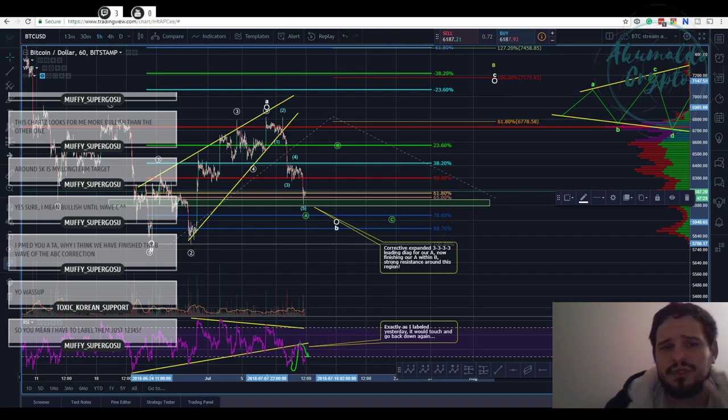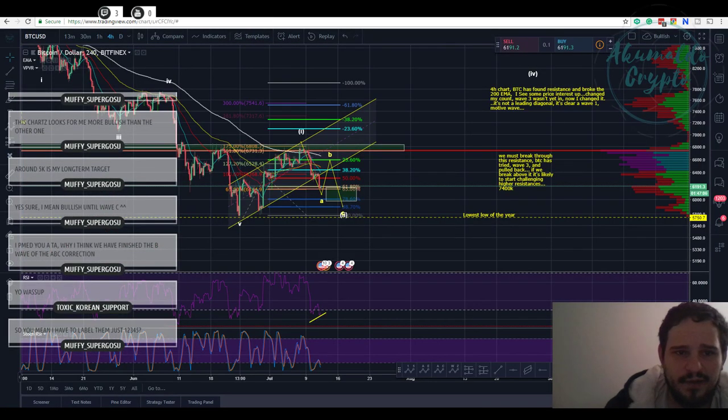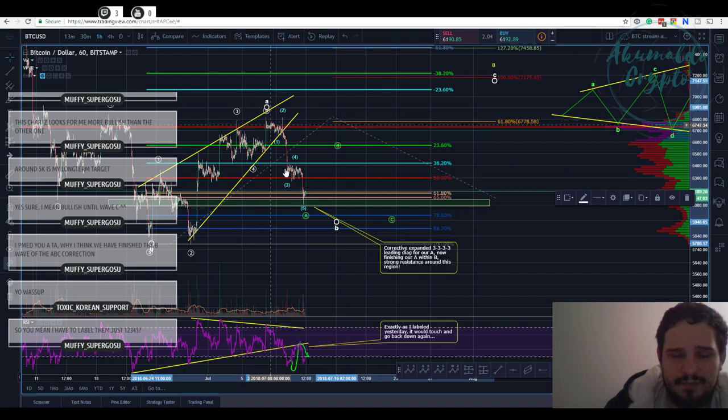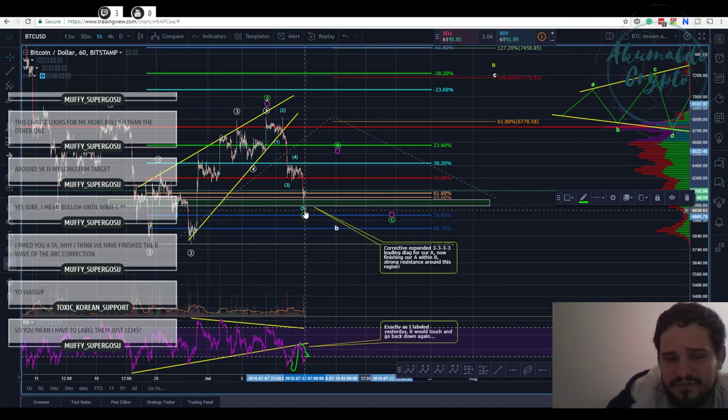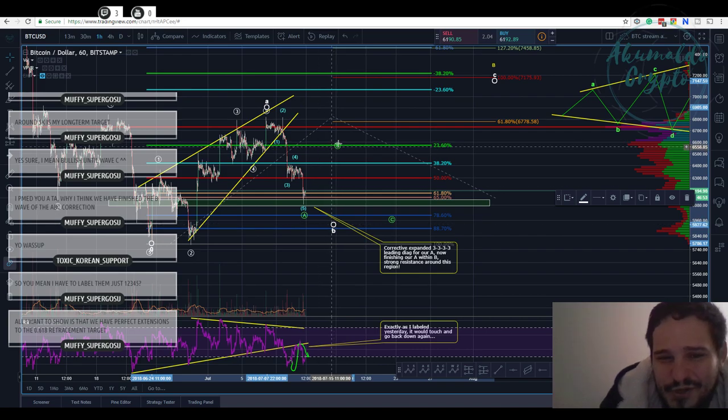What are you talking about, Muffy? Triangle shapes can happen in a B wave, okay, but not this format here. Okay, A B C D E, it's not this format. It's a triangle, what we have here. It's not a triangle, but a motive impulse wave down, okay? This is the principle. It's not me saying, it's Elliott, okay?